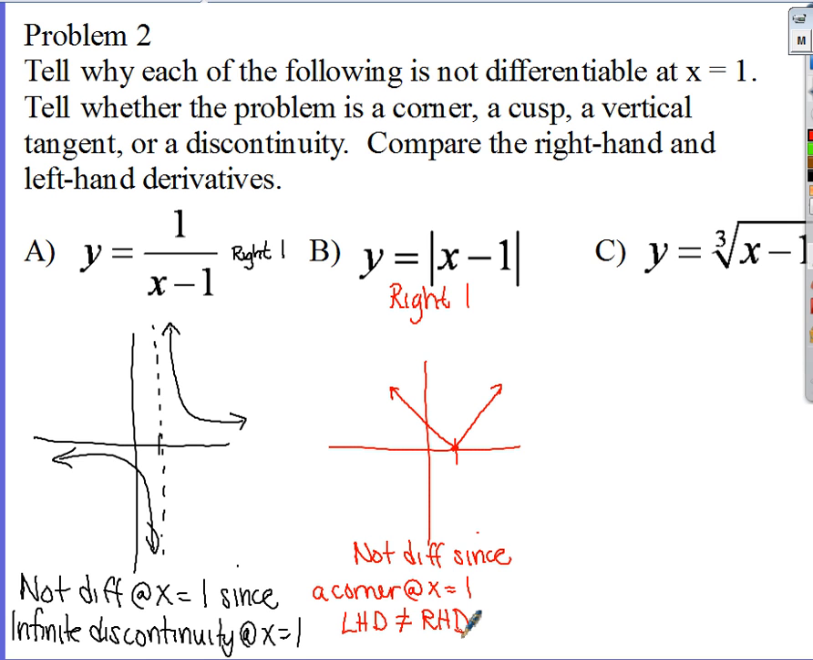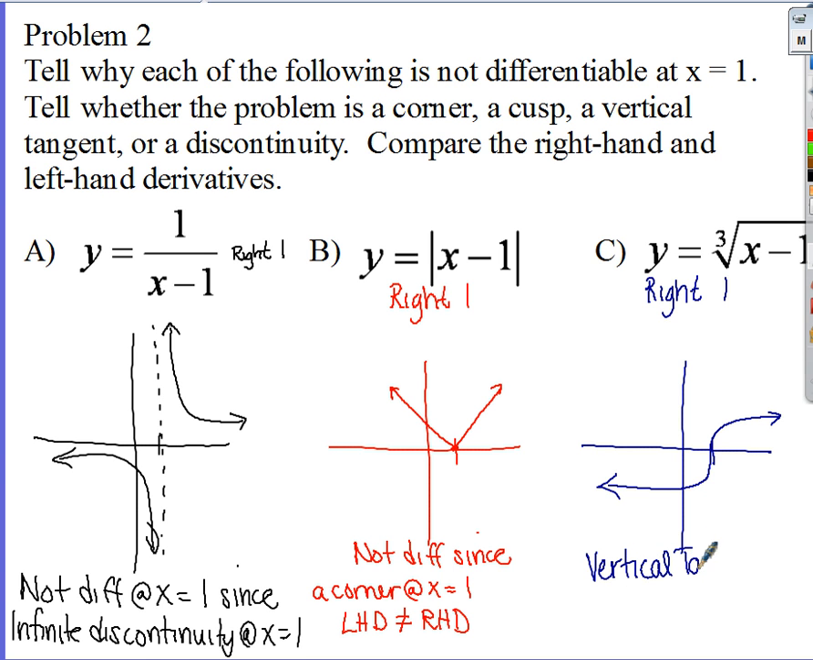And letter C, cubed function. This again is moving right 1, but the cube root actually has a vertical tangent. So we're going to move right 1, but now we look like this. You can confirm these graphs on your calculator if you don't agree with me. But this one has a vertical tangent at x equals 1. So it's not differentiable.